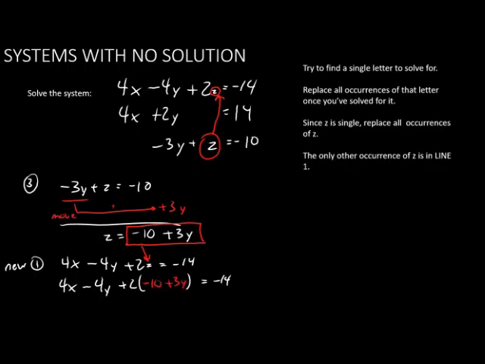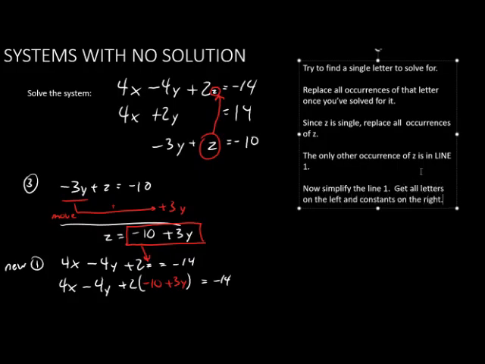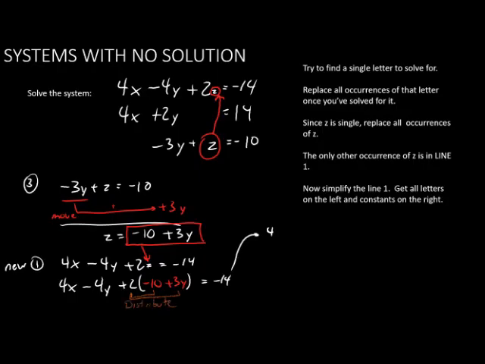Now that we've made the replacement, we can simplify our line 1. Remember that our goal now is to get all of our letters on the left and our constants on the right. Therefore, we will take this 2 times the negative 10 and 2 times the 3y, and we will distribute. If we do so, we will end up with 4x minus 4y minus 20 plus 6y equals negative 14.